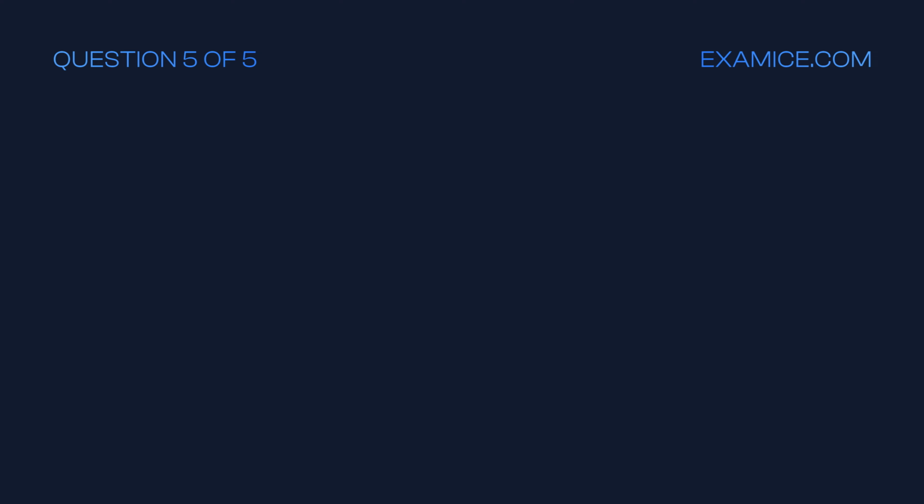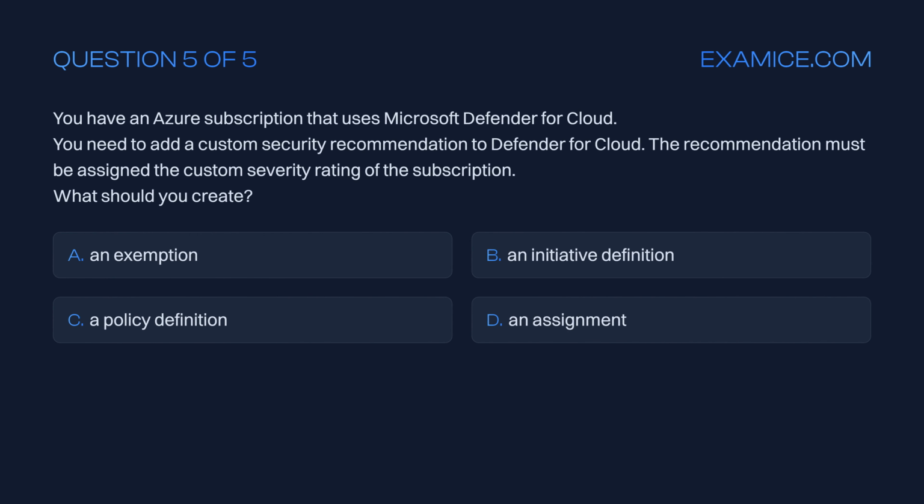Question 5. You have an Azure subscription that uses Microsoft Defender for Cloud. You need to add a custom security recommendation to Defender for Cloud. The recommendation must be assigned the custom severity rating of the subscription. What should you create? Option A, an exemption. Option B, an initiative definition. Option C, a policy definition. Option D, an assignment.